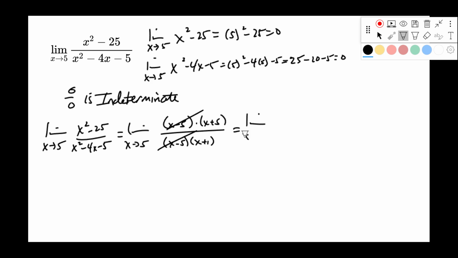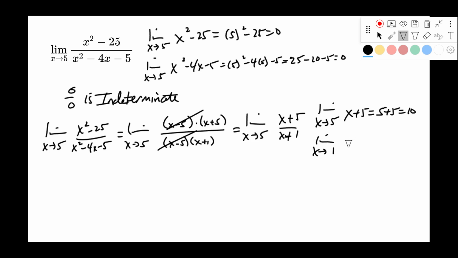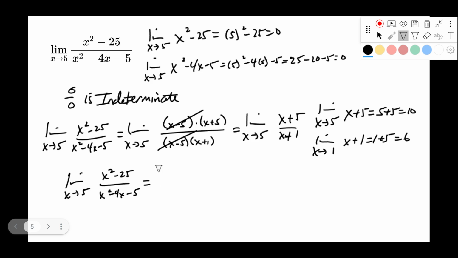So now I want to calculate the limit as x goes to 5 of x plus 5 over x plus 1. So that's the limit as x approaches 5 of x plus 5, which is 5 plus 5, or 10. And then the limit as x goes to 5 of x plus 1 is 5 plus 1, 6. So the limit then, as x approaches 5, of x squared minus 25 over x squared minus 4x minus 5 is equal to 10 over 6, which reduces to 5/3. And again, we can also say that there's a removable discontinuity or a hole at the point 5, 5/3.